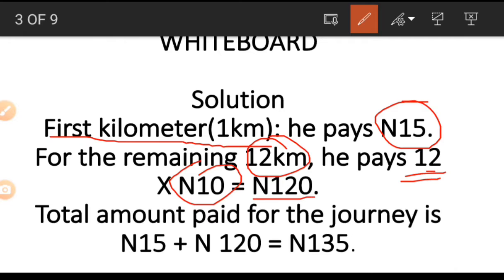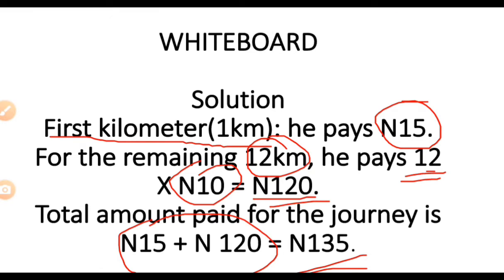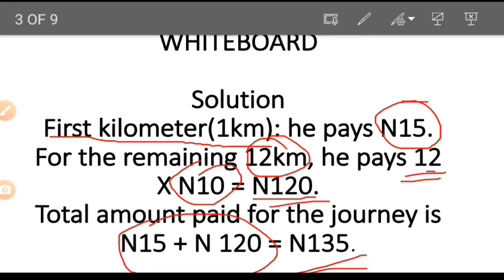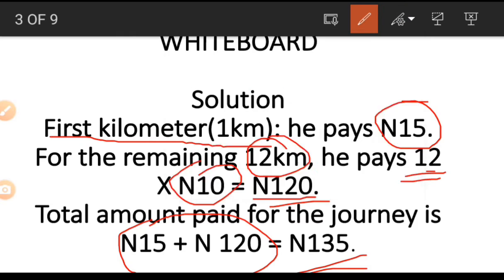120 naira for the rest of the journey. Now to get the total amount he pays, we must add up the money he paid for the first kilometer and the money for the rest of the journey, and that gives us 135 naira. That is 15 naira plus 120 naira. That gives us 135 naira.